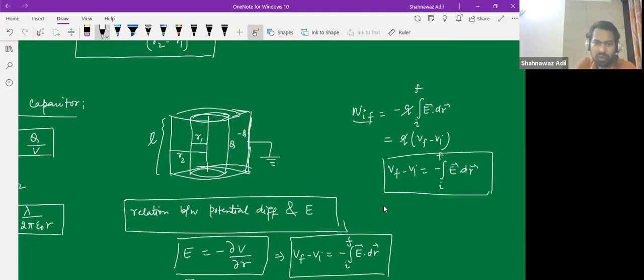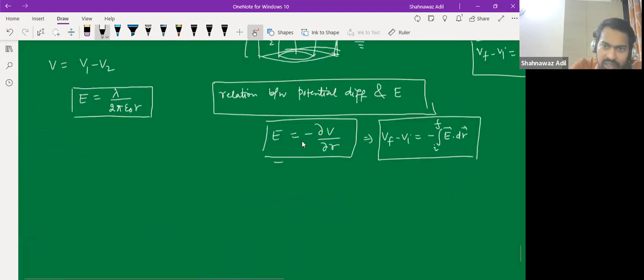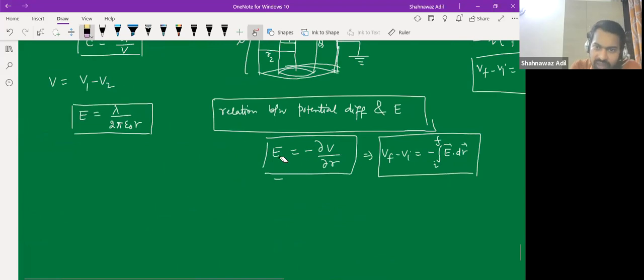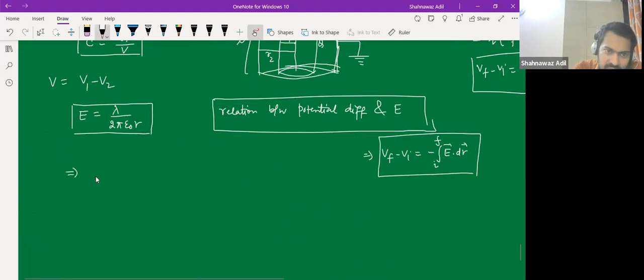Okay, so remembering this, we have the electric field, and we want to calculate V1 minus V2. So remember your final point is 1. So minus of this integral, this would be 1 and this would be 2. Is this clear?